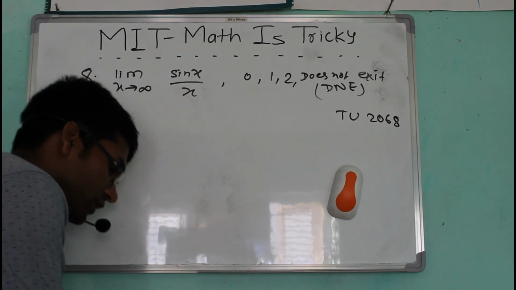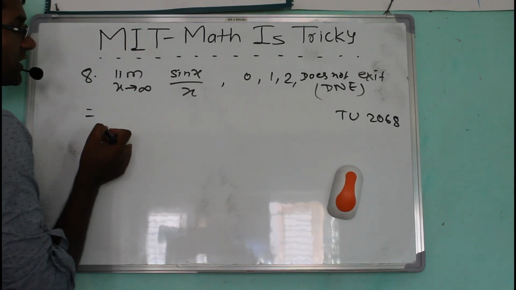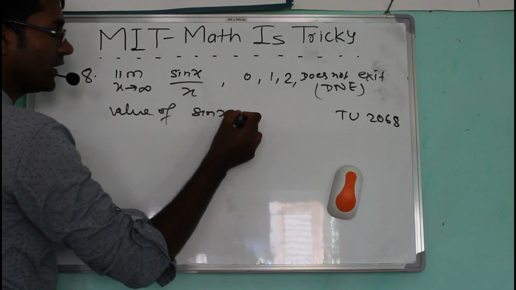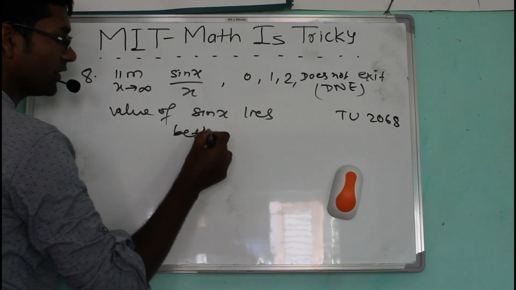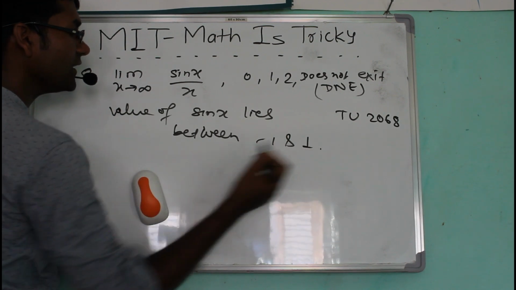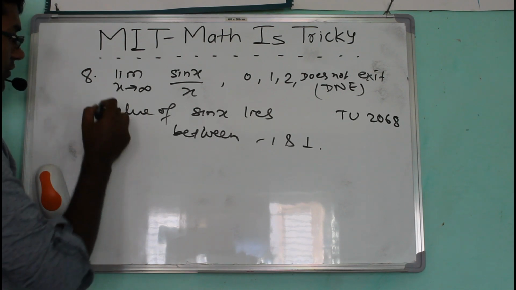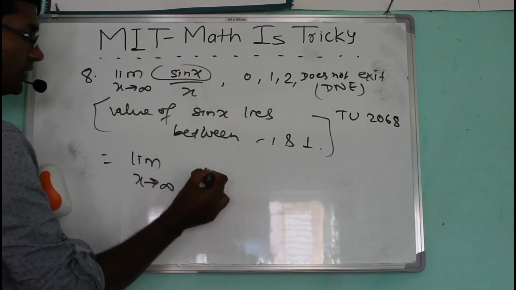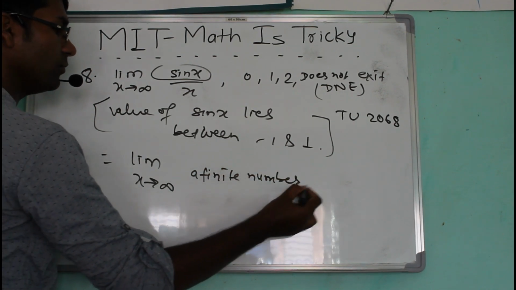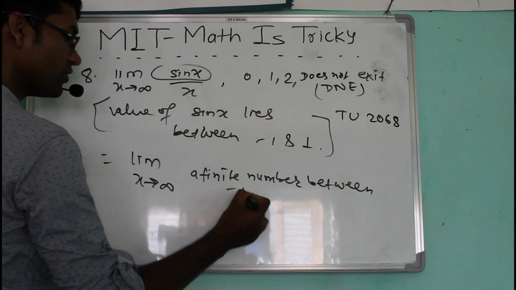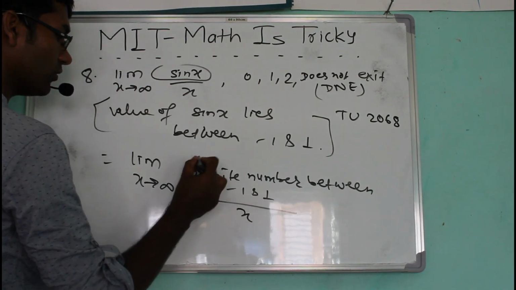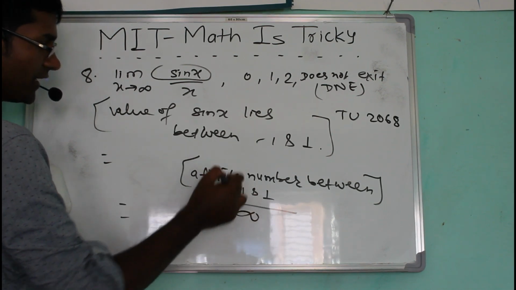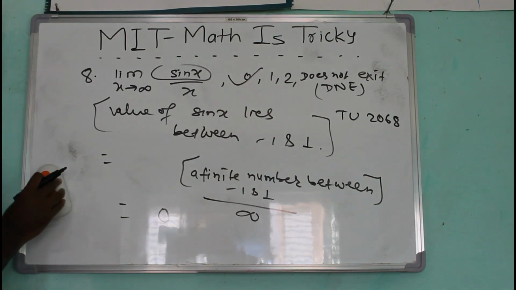Now let's see the solution for this. Simply, it's a very tricky question, and it is conceptual also. We know that the value of sine x lies between minus 1 and 1, isn't it? So we can write the same question here. We know this is the concept we have to use. Limit x tends to infinity: for sine x we can write a finite number between minus 1 and 1, and then by x. So now this is a finite number by x. If we replace x by infinity, what will we get? Finite number by infinity means simply 0. So your answer is 0. It's just a conceptual question. It's a very tricky question.